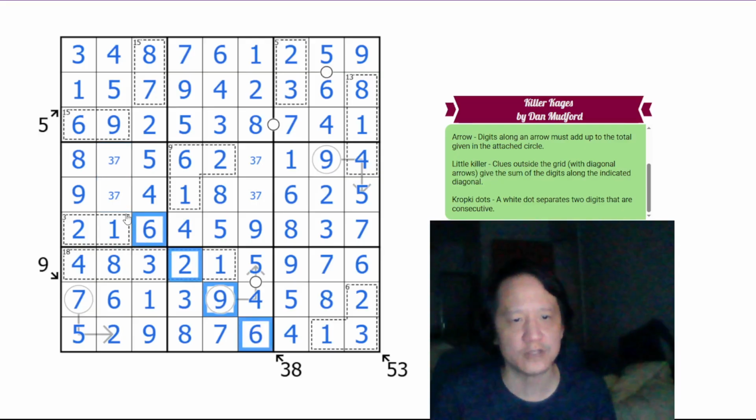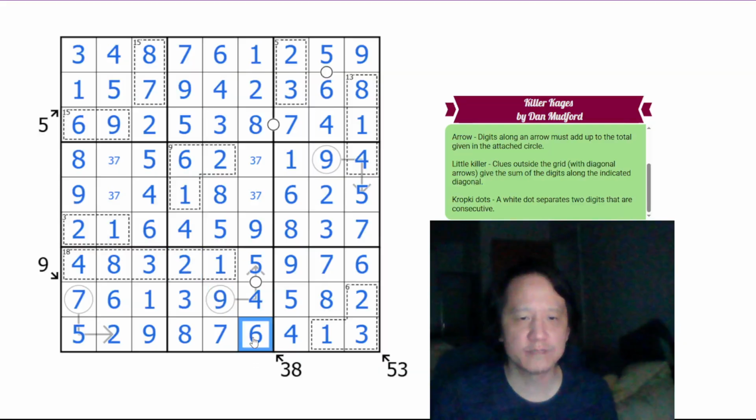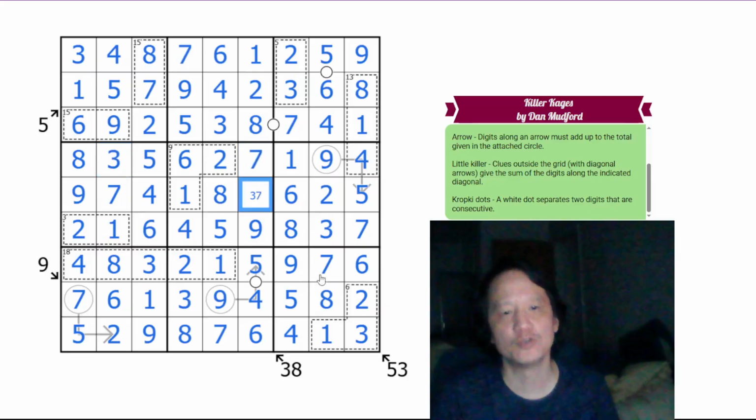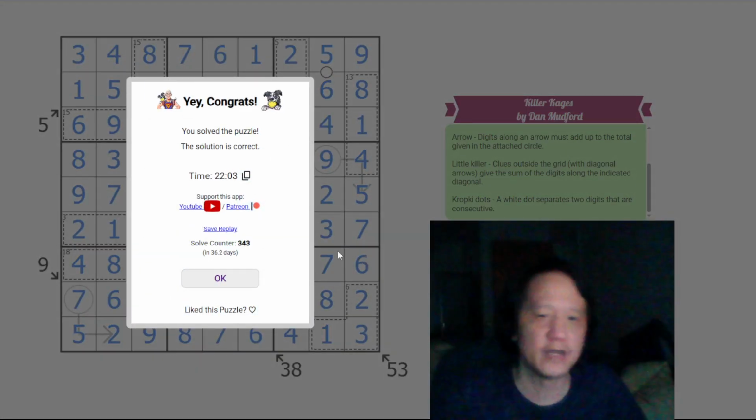We have to use a little killer clue. That's here. This adds up to 11. Plus 6 is 17. So that means there's 21 remaining in this diagonal. Well, that must be 6 and 8. 21 minus 6 and 8 is 7. So this must be 7. That makes this 3, which makes this 7, which makes this a 3. And that's a solution.